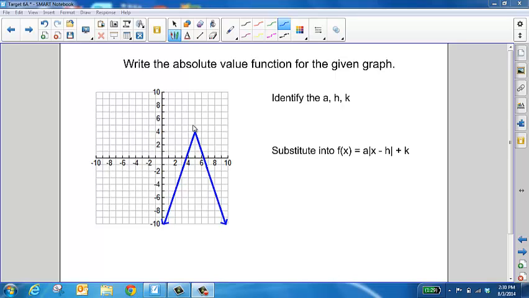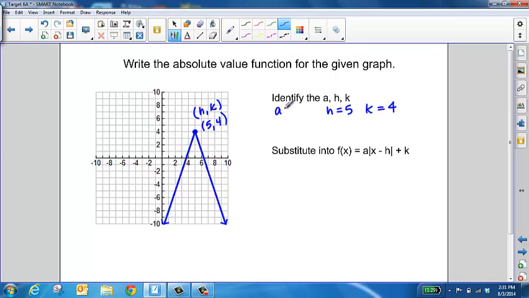Just like with graphing an absolute value function, if we want to write an absolute value function, we need to identify what the a, the h, and the k are. Now, we know that the h and k come from the vertex of the graph of our function. So if we look at this particular graph, our vertex is located at (5, 4). And we know that our vertex is (h, k), so that means the value for h is going to be 5, and the value for k is going to be 4.